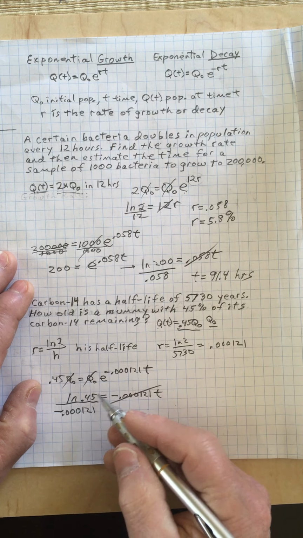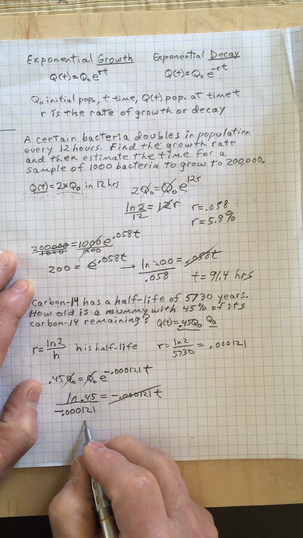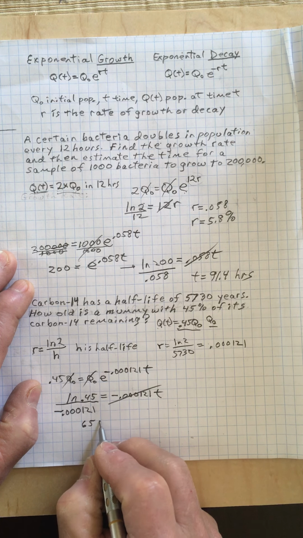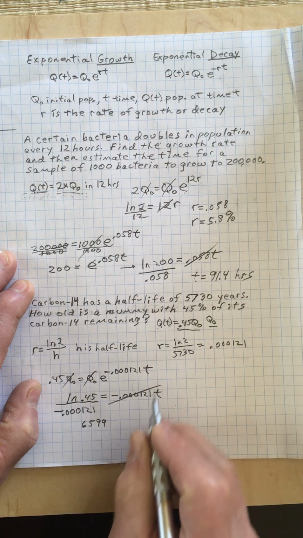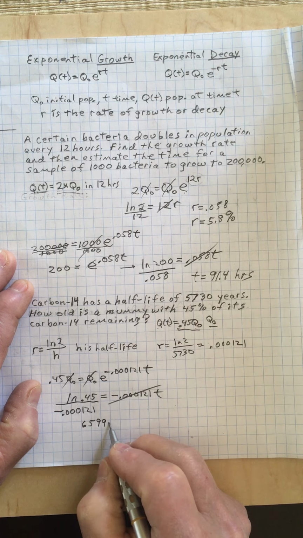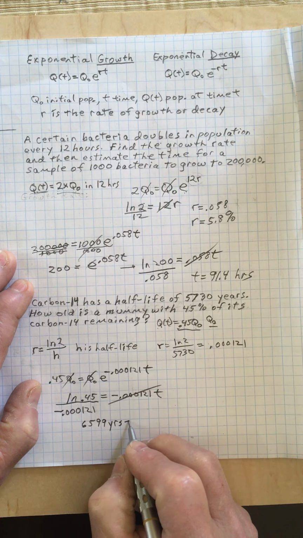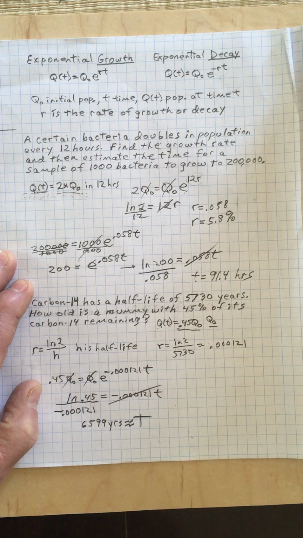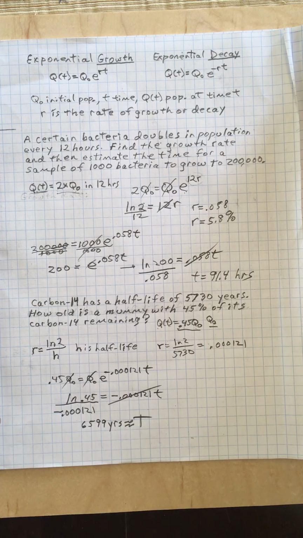If you do this, you're going to end up with approximately 6599, and we're talking years here. So our mummy is approximately 6,600 years old.